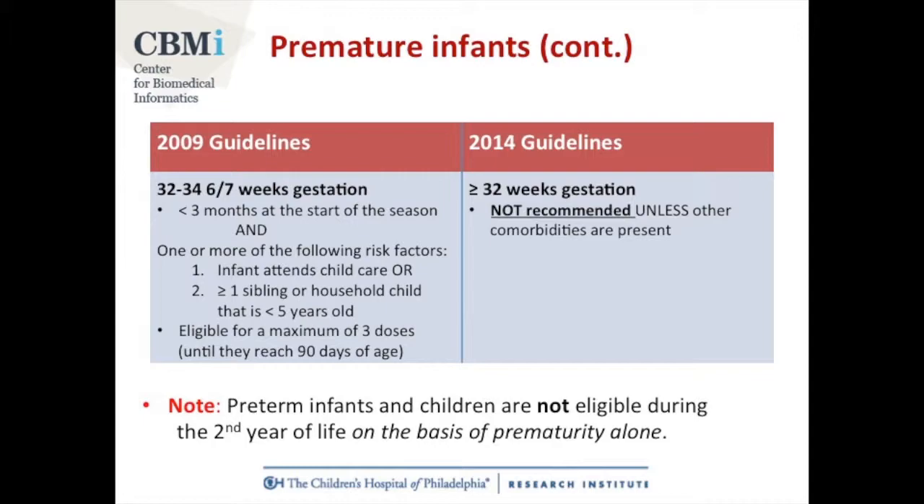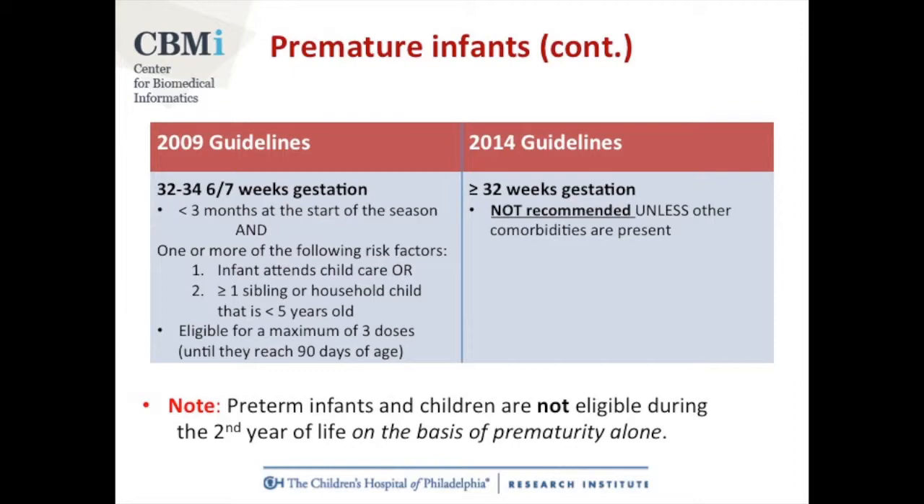That guideline has now gone away, and this is not included in the 2014 guidelines. So patients who are greater than or equal to 32 weeks gestation are not recommended for prophylaxis unless other comorbidities are present. Those comorbidities, as we talked about, would be chronic lung disease or significant congenital heart disease.